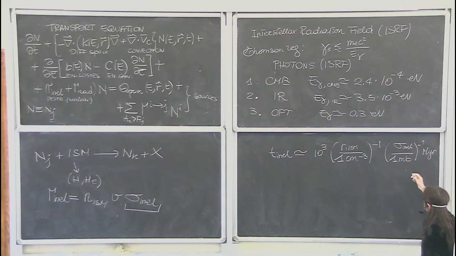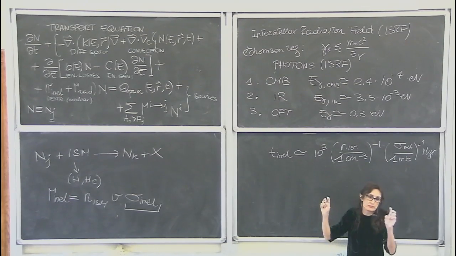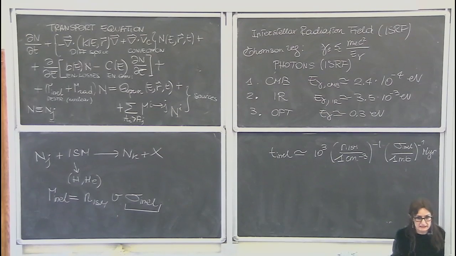So if the cross section is 1 millibarn, the typical time is, let's say, hundreds of megayear. If it is barn, this number is decreased by a factor of 1,000, and the particles very rapidly, of course, according to the typical galactic scales, disappear.